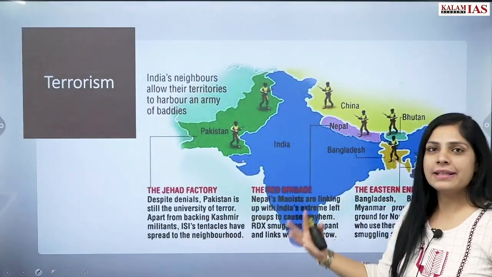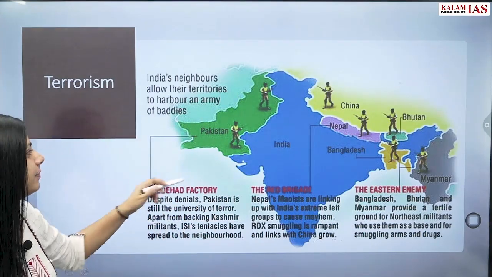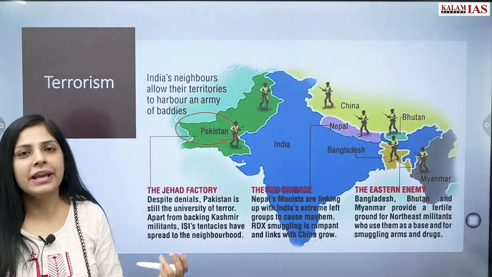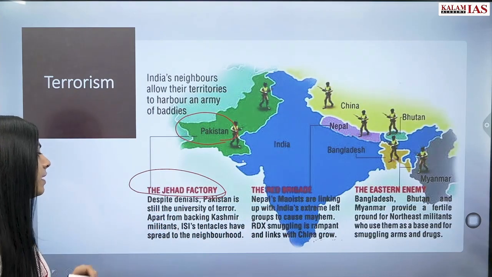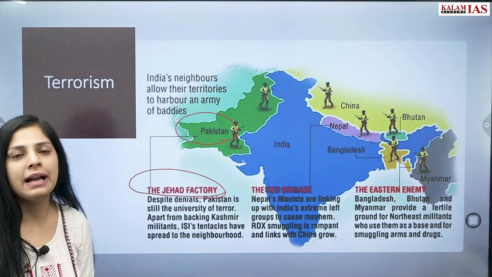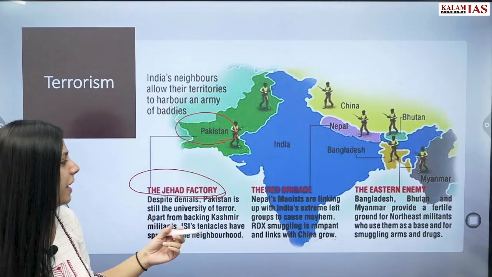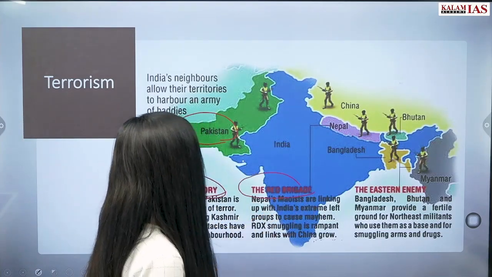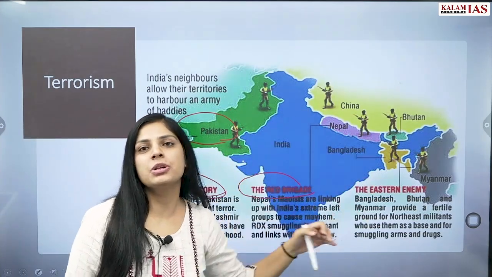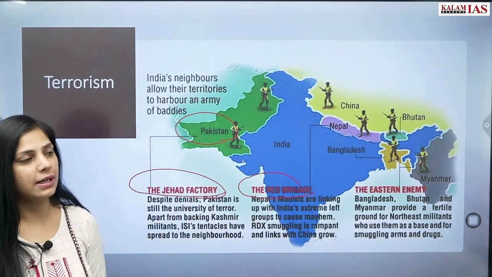Apart from it, terrorism. In every direction around India, however much Pakistan may deny, it has remained the jihad factory. Pakistan remains backing the infiltration and the separatist tendencies in Kashmir also. Apart from it, we have seen Nepal has also given active support to the Maoists who are seeking extremist activity and radical forces throughout India.